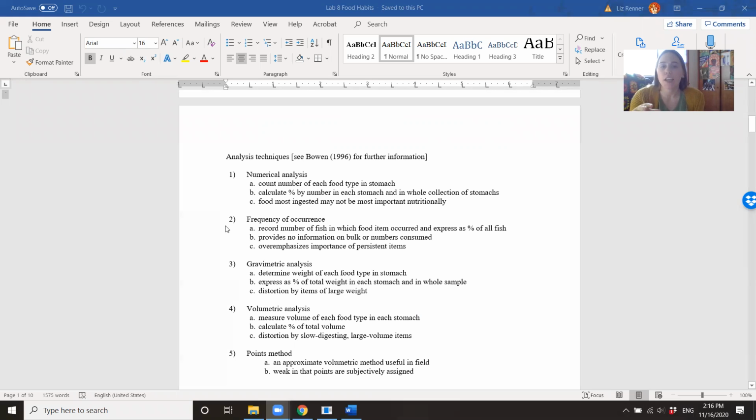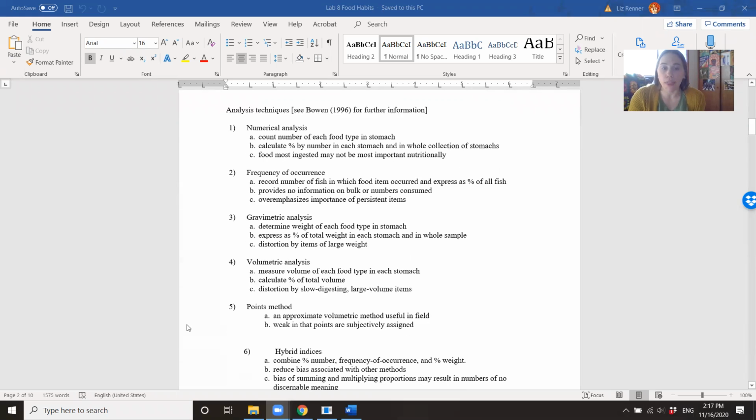And so you can calculate the total volume of a fish stomach. You can separate out each of the prey items by type and calculate the percentage of each type as a percentage of the entire volume. Unfortunately, volumetric analysis, again, can be distorted by those slow digesting large volume items. So the really big, bulky stuff like crayfish, that's going to distort it.